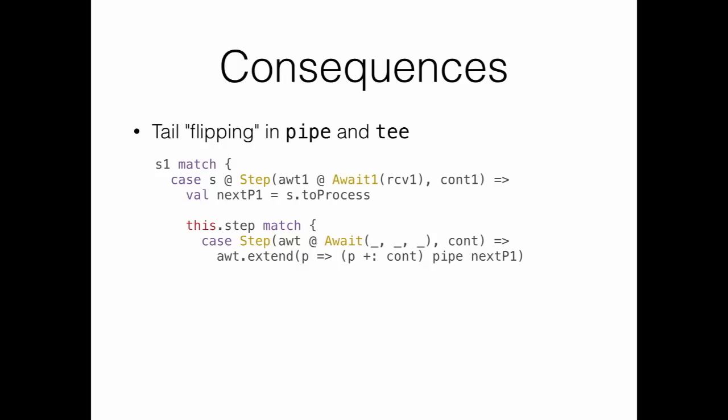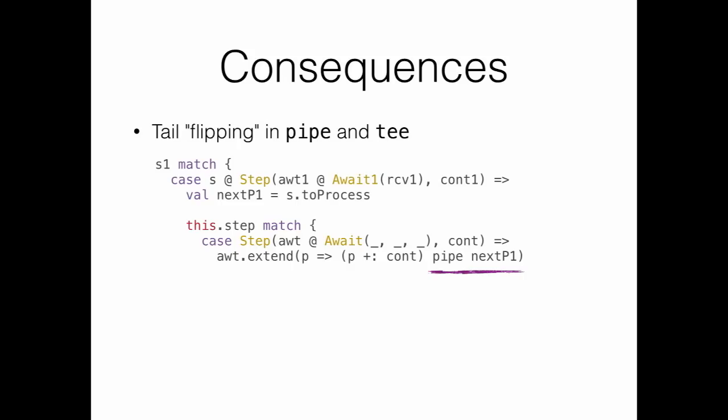Randomly, because it feels like it. This is a snippet of code from the actual implementation of pipe. You don't need to worry about understanding the majority of this. The really important stuff is right on the line that I underlined, because that's where we're recursively going to the next step of the process, the one that we handled, next P1.